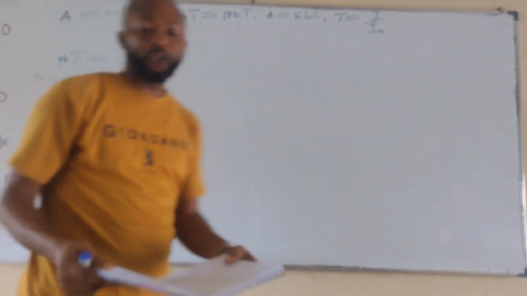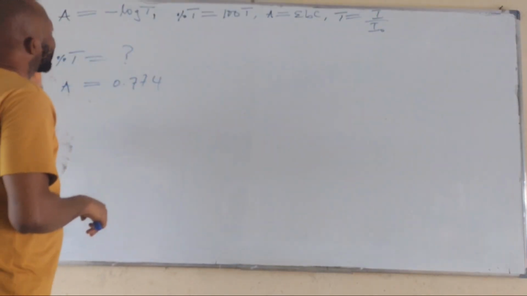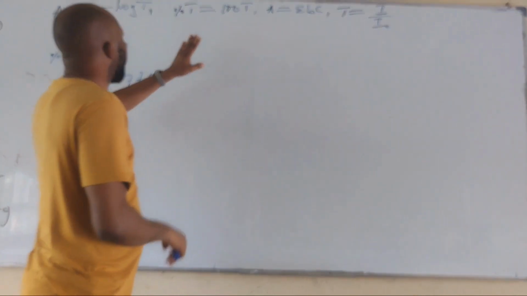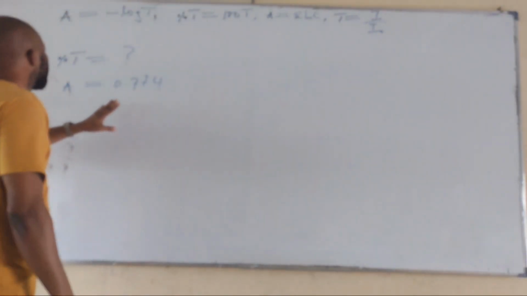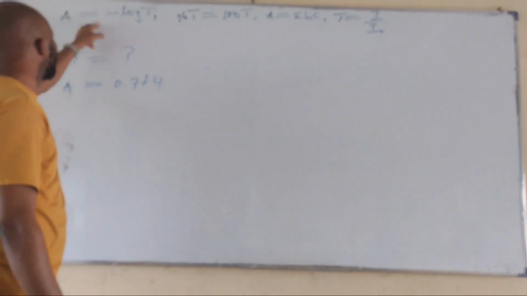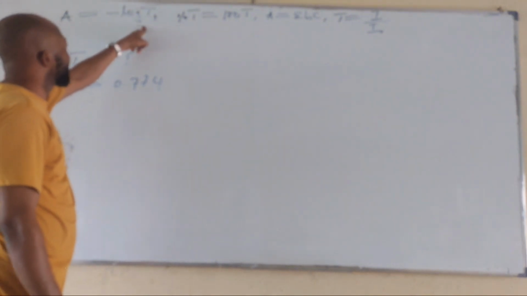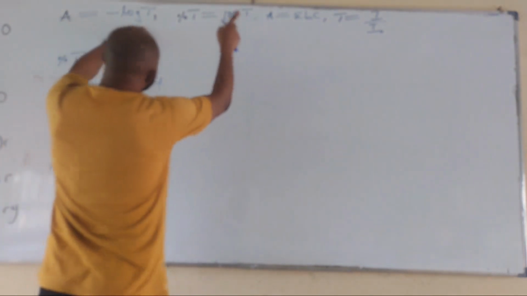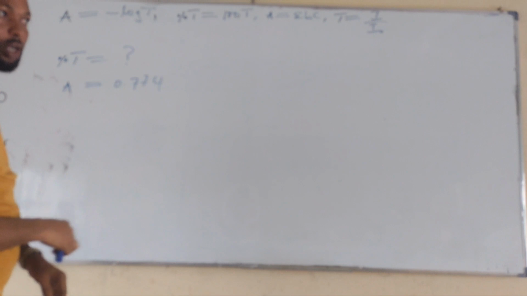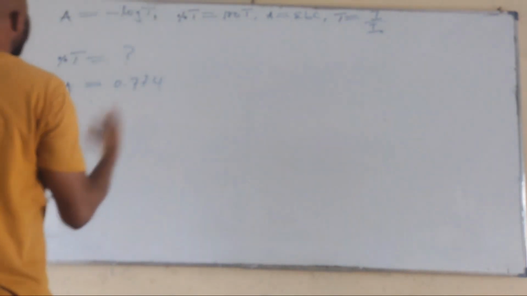So they've given me absorbance and they're asking for percentage transmittance. I can't get to percentage transmittance without knowing my transmittance. So I have to first of all get my transmittance by using the other formula, A equals minus log T. If I get my transmittance from here, then I can get my percentage transmittance by multiplying by 100. So it's not a direct question, but if you remember your formulas, you can always apply them. So let's see what we get.